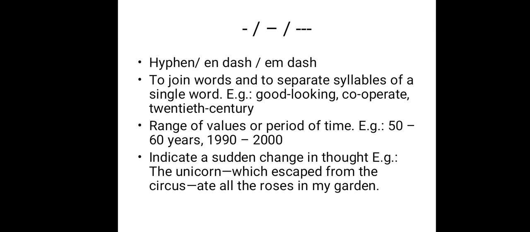And when you want to indicate a sudden change in thought, for example, when you are talking about something, a main idea, and you want to divert it slightly and introduce something new, then you will be using an m dash. The unicorn ate all the roses in my garden. That's the actual sentence. But you are diverting your idea in between. The unicorn, which escaped from the circus, that is the diverted idea. This is separated using m dash. Ate all the roses in my garden. That's the use of hyphen, n dash and m dash.